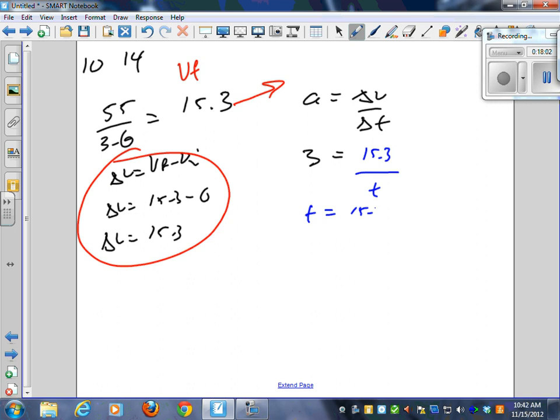T is 15.3 over 3. Your time is 5.1 seconds. Again, notice vertical, up and down, answer or equation signs lined up. It's important.